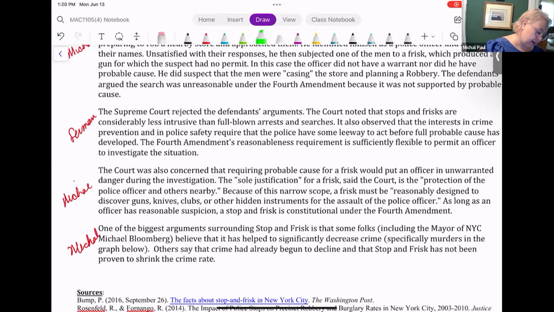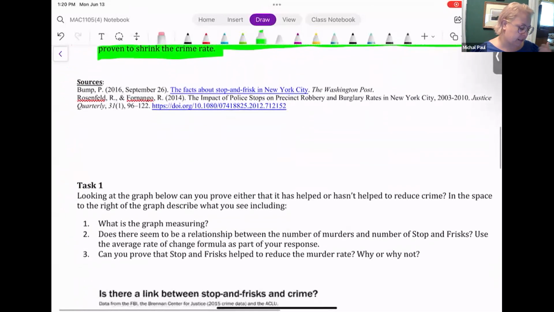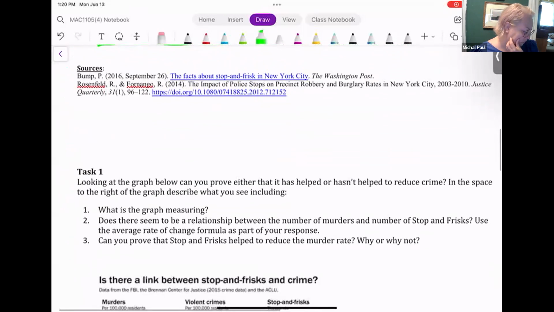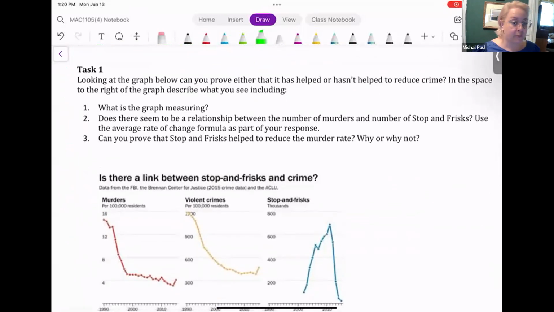This says that some argue that it helped to significantly decrease crime, and others say stop and frisk was not responsible for the reduction in crime rate. So what we're going to do is evaluate a few graphics that were provided by the coverage of this item in this article. All right, and so we're going to look at this graph, and this is what we're going to do in your teams.